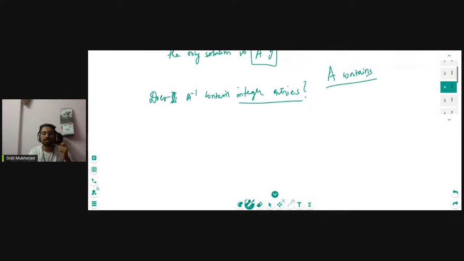So the question boils down to: given A has integer entries, does A inverse have integer entries or not? Now, a small hint for the next one or two minutes: can you use the condition that the determinant is plus minus 1? Can you now infer something about the entries of A inverse? Do you remember the algorithm of how A inverse is created? Can someone tell me how the A inverse matrix is found?